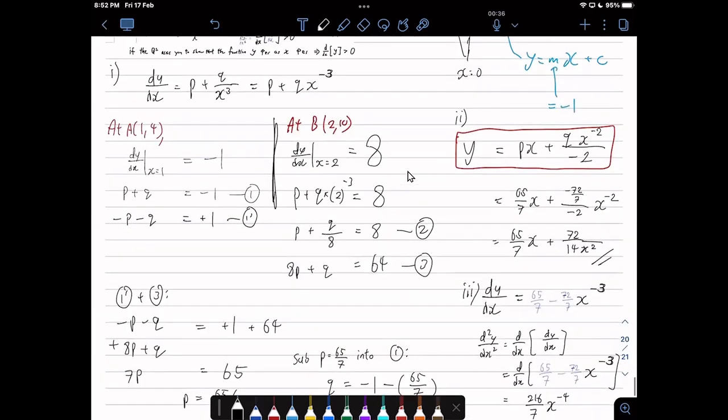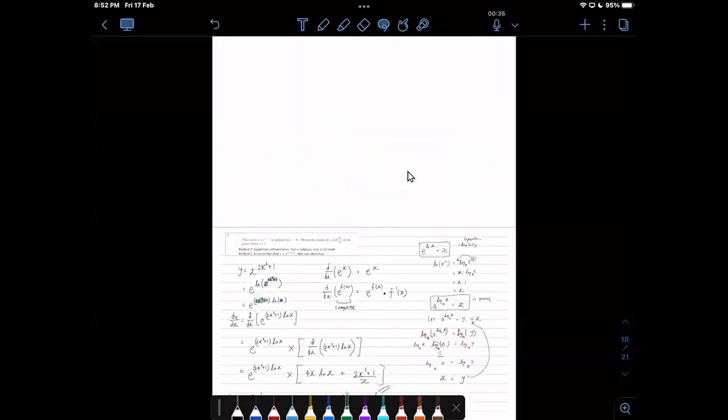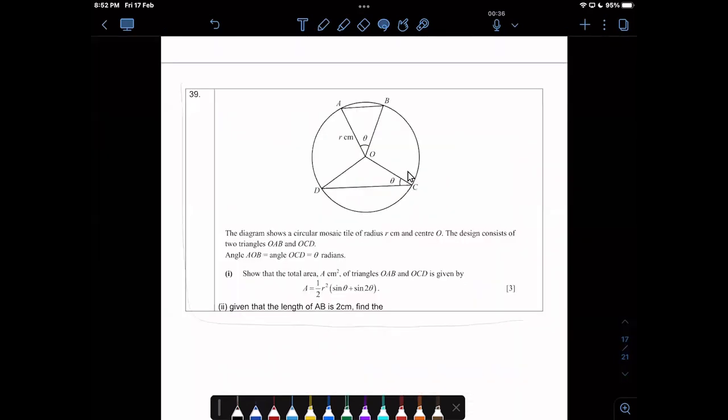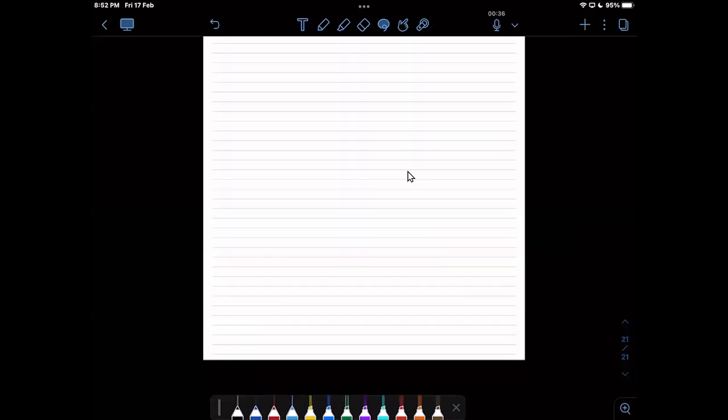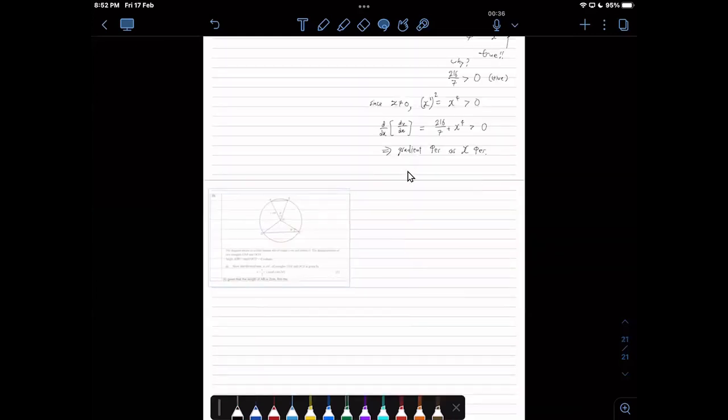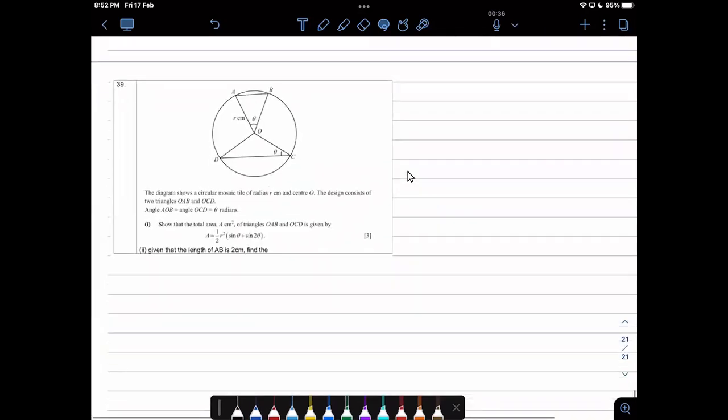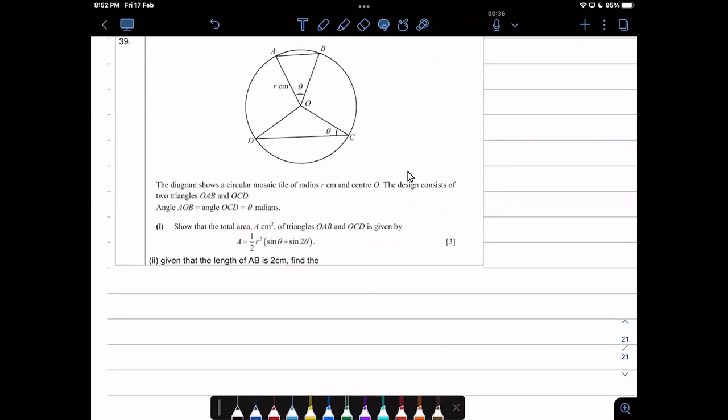Okay, let's start from the bottom, because I want to cover the question involving sine. Let's take a look at this one. This is question 39. I'm skipping to the bottom, question 39. So we have a circle and 2 triangles, triangle ABO, triangle COD. The diagram shows a circular mosaic tile of radius R cm, and center O. The design consists of 2 triangles. Angle AOB over here is theta radians, and angle OCD here also theta radians. Okay, it's in radians.